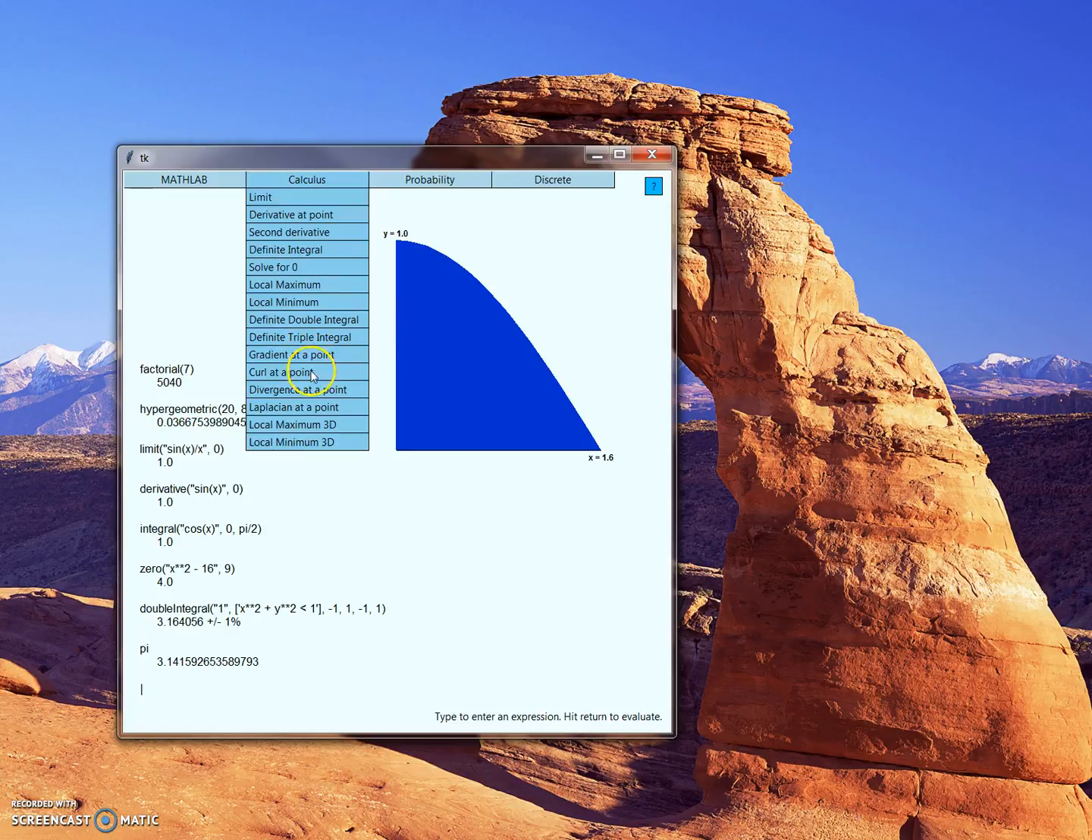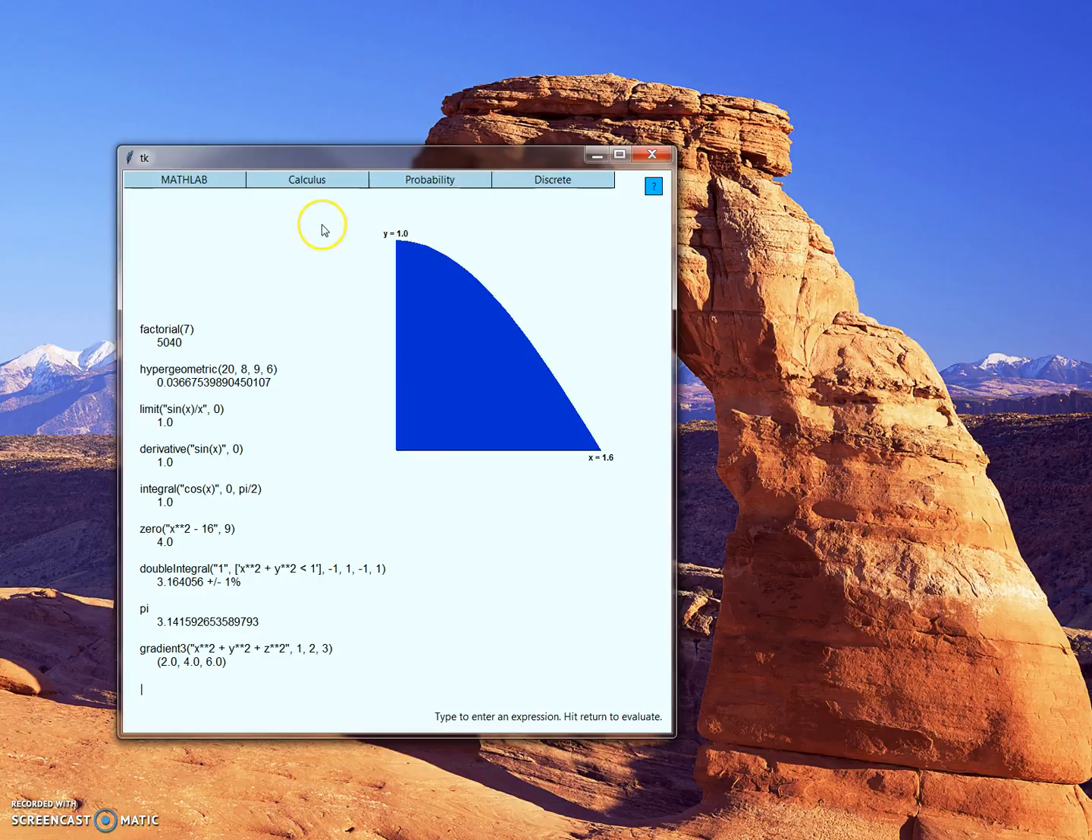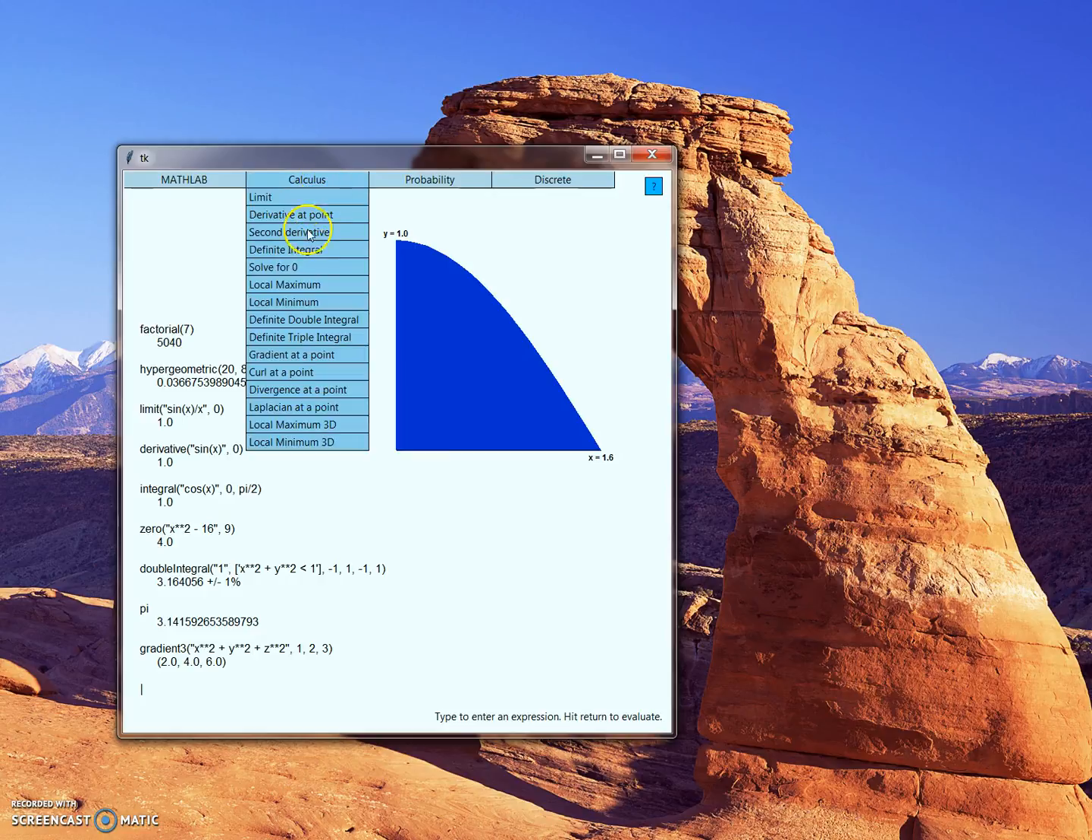Now we can also find a gradient, curl, divergence, and the Laplacian at a point, which all use limit definitions of the derivative and the second derivative. For example, let's just examine the gradient function here. Let's just say that we have a function of x squared plus y squared plus z squared, and then we have a point, let's say 1, 2, 3. We expect the gradient to be 2, 4, 6 here, and that's in fact what we find. Similar algorithms work for the curl, divergence, and Laplacian functions.